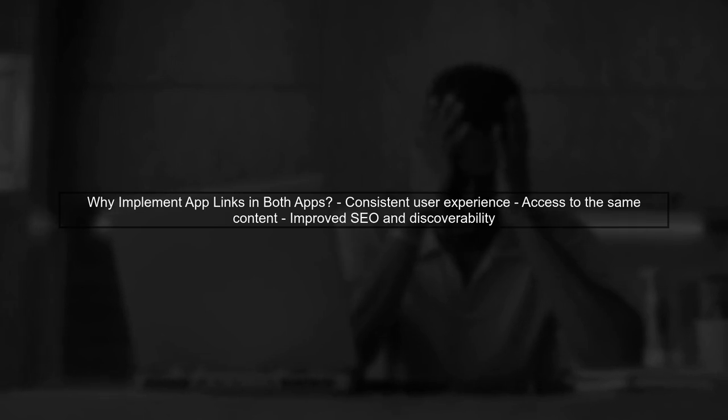Implementing app links in both your installed app and Instant app is essential for a seamless user experience. This ensures that users can access the same content regardless of which version of the app they have.